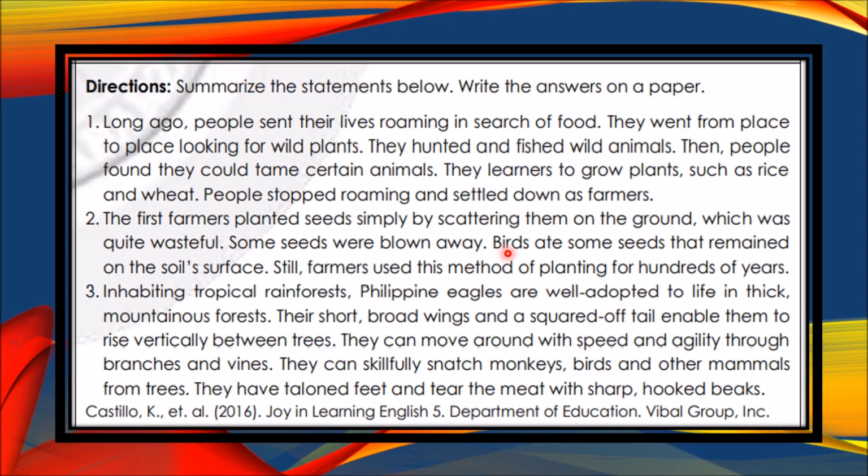Some seeds were blown away. Birds ate some seeds that remained on the soil surface. Still, farmers used this method of planting for hundreds of years. So, just shorten it. As long as you know the main idea, the supporting details you will combine, so that the long details become two sentences combined. Then how do we combine them? Of course, you will first find out, right? I taught you earlier how to summarize. First the main idea, then the supporting details. Okay? You will do number 3. As long as you know what to do about summarizing.